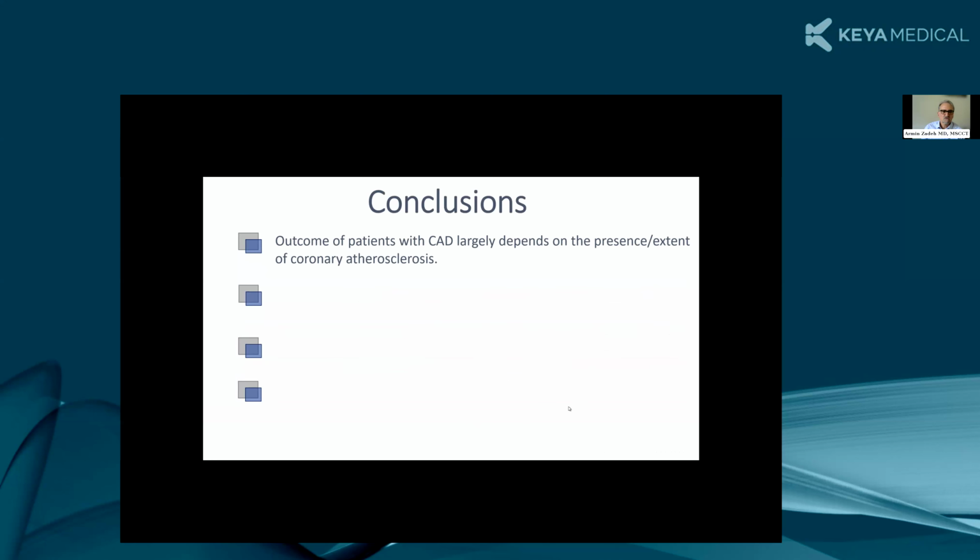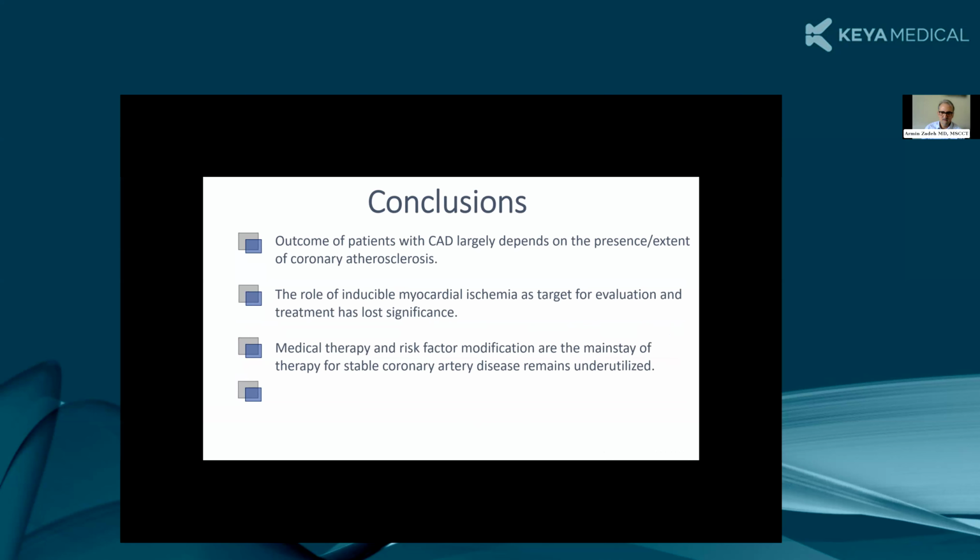Okay, so in summary, the outcome of patients with coronary artery disease really depends on the presence and extent of coronary atherosclerosis, and the role of ischemia has lost significance. We cannot forget that medical therapy is the key treatment, but it remains underutilized. But there are possibilities of further risk stratification with AI. At this point, we're lacking data for specific recommendations. So I'm closing here, and we're going to move on to some case examples.